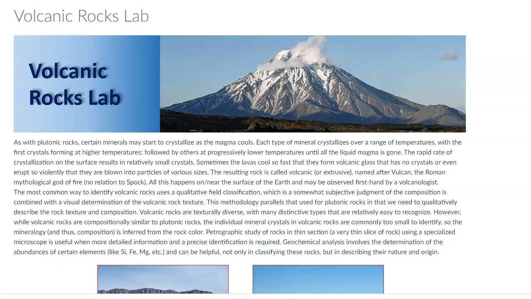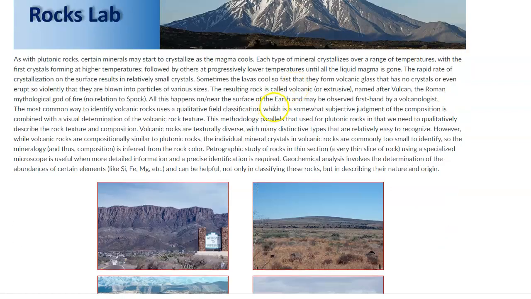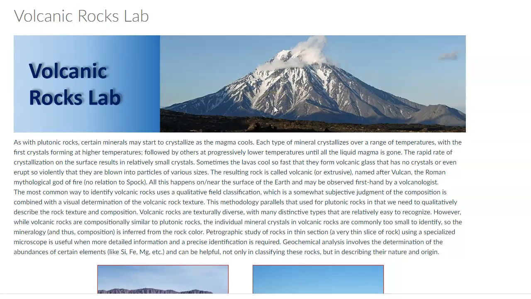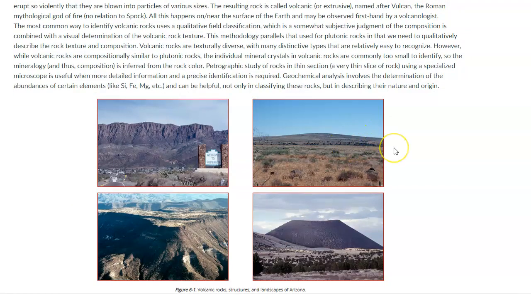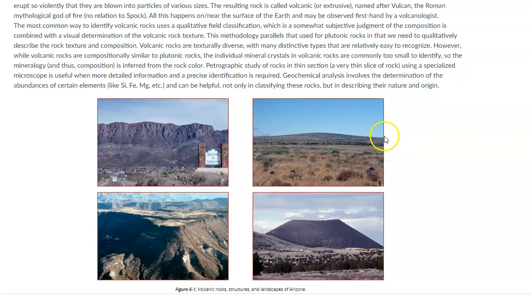And then, of course, for the lab this week, just like last week, we looked at more plutonic rocks, right? Those were the rocks that cooled and crystallized on the inside of the Earth. Here we're looking at the volcanic rocks. So these are the ones that make it to the surface. They form these lovely volcanoes that we're usually used to envisioning when we hear the term volcano. We think of something like this. These are the rocks that we'll be looking at in lab this week.